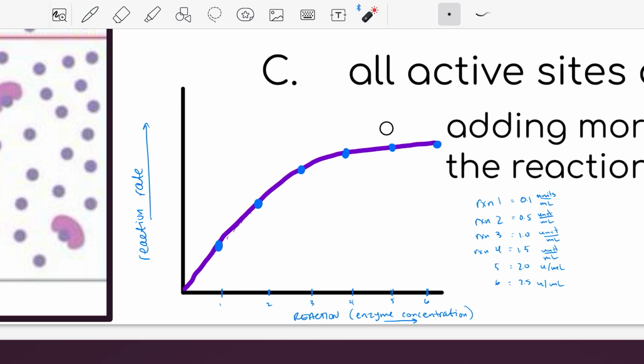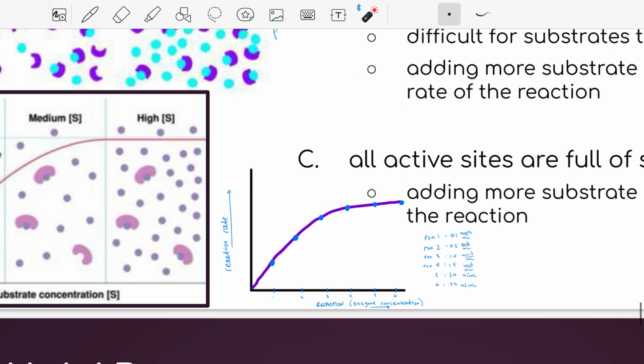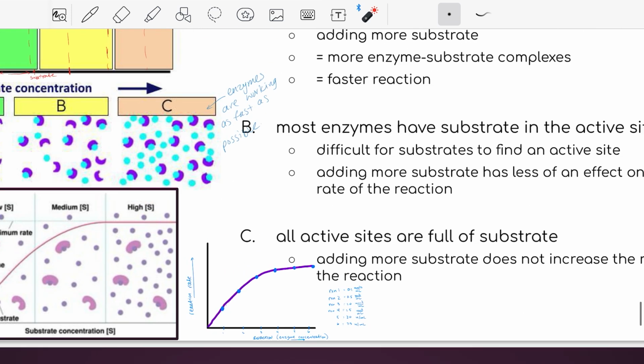So the difference between reaction 1 and reaction 2, there's a lot of difference. And 2 and 3 have a lot of difference. And 3 and 4 have a lot of difference. But once we start looking between reactions 4 and 5 and between 5 and 6, there's not a lot of difference in how fast that reaction is happening. Okay, so the same thing is happening there with enzyme.